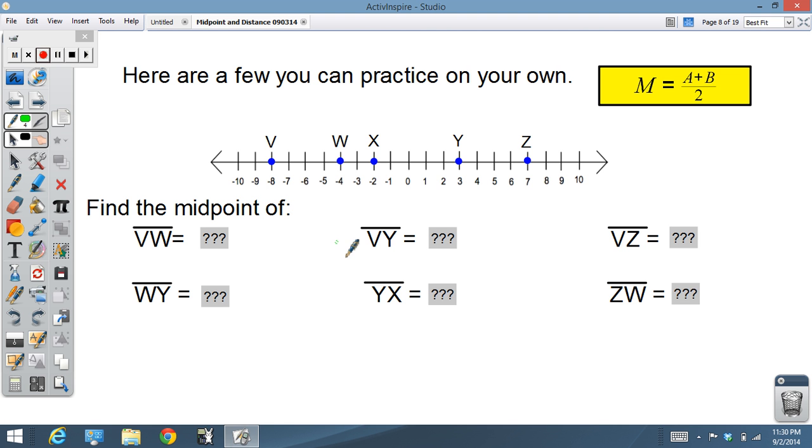Again, a few more to practice on your own. This time I would advise you do it since you haven't used this skill before. Hit pause, and when you're ready to resume, I'll reveal answers. All right, here we go.